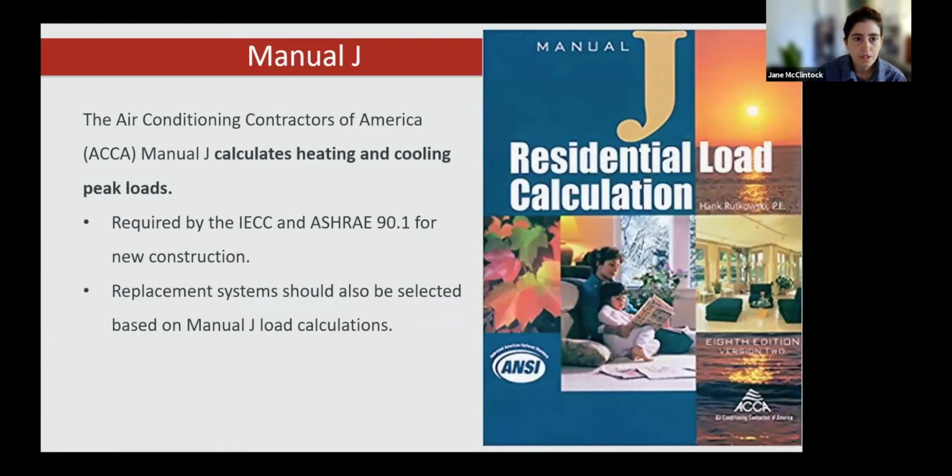So with that introduction, we're going to jump into when to conduct a Manual J load calculation. When is this load calculation appropriate and what does it do? Manual J is a document by the Air Conditioning Contractors of America that calculates heating and cooling peak loads. And the reason that we're often introduced to the Manual J is that it's a requirement of the Energy Code.